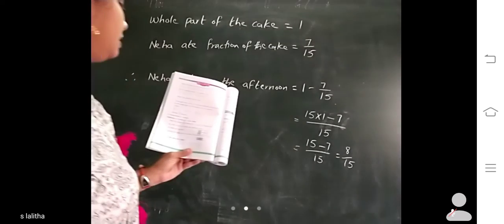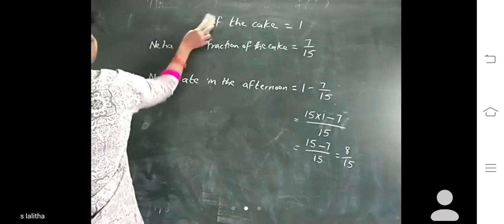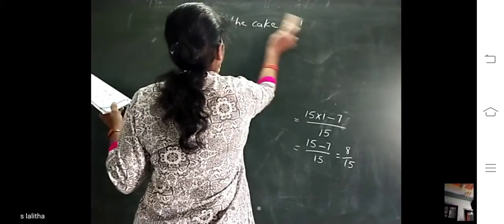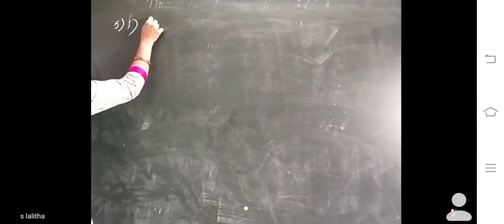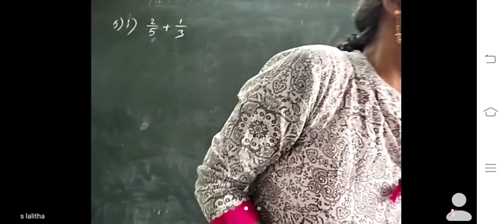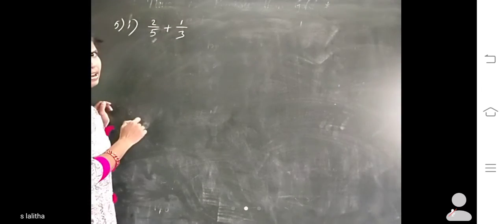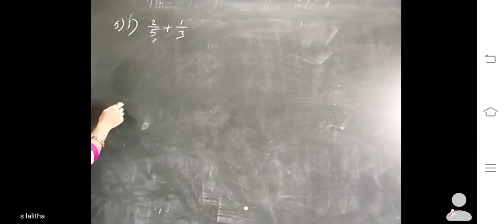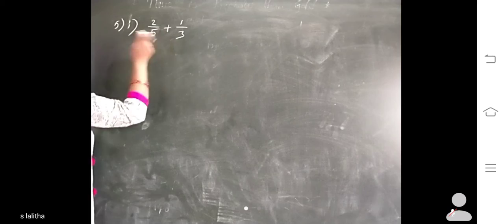Okay, fifth question is simplify 2 by 5 plus 1 by 3. You have to simplify this one. Look here, the denominators are not the same, so these are unlike fractions. You have to add these fractions. So first what you have to do, these are unlike fractions, so you find the LCM of the denominators.